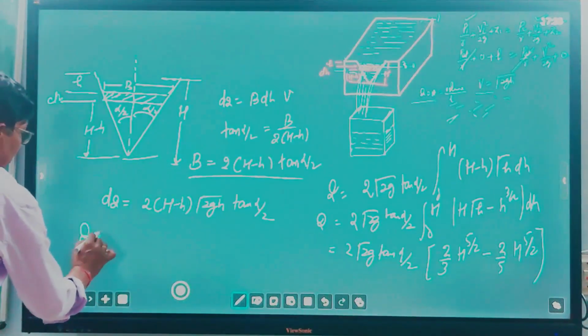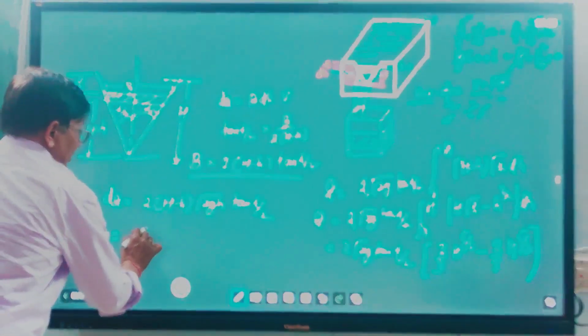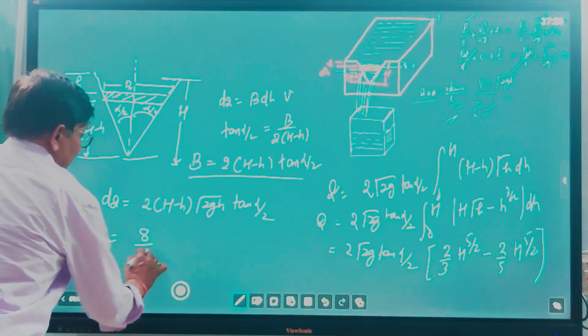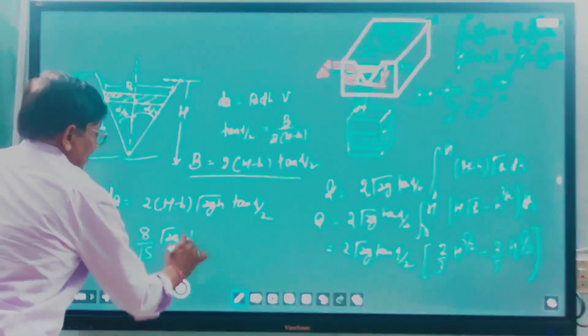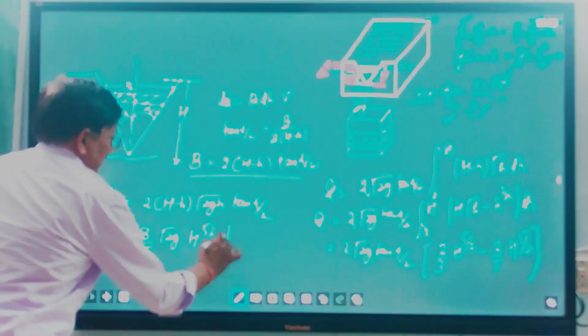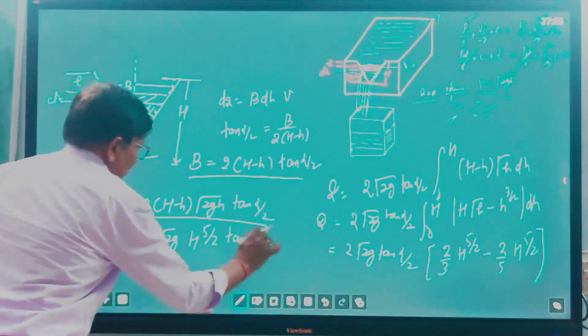Q theoretical you will get by solving this one. We will get 8 by 15. Solve it. 8 by 15 under root 2g h to power 5 by 2 tan alpha by 2. This is the theoretical discharge from the V notch.